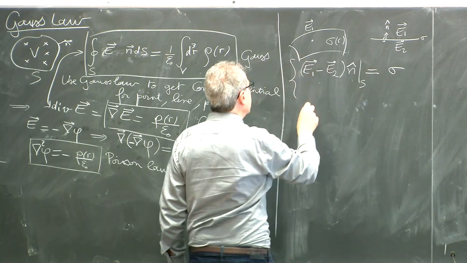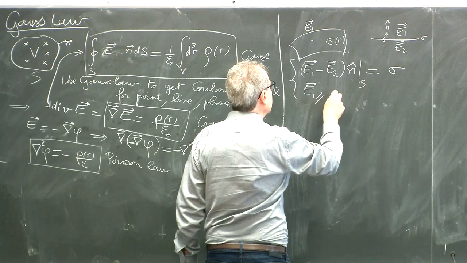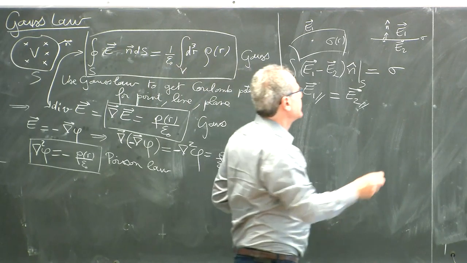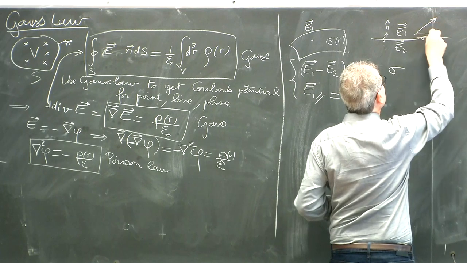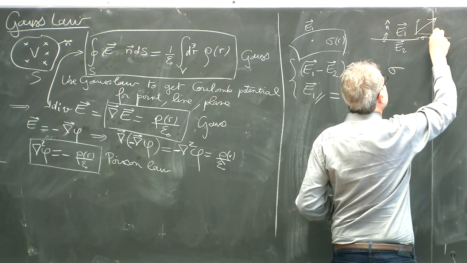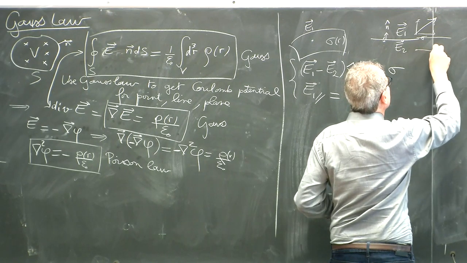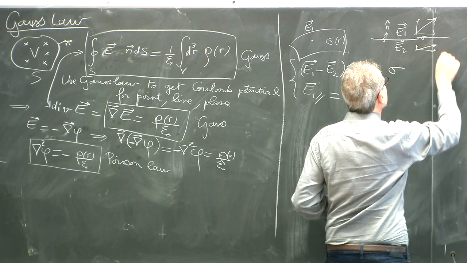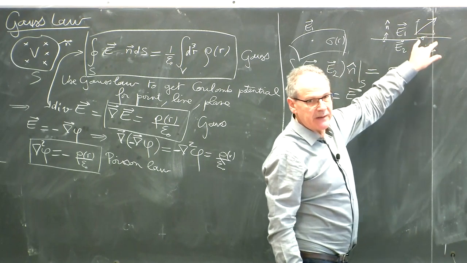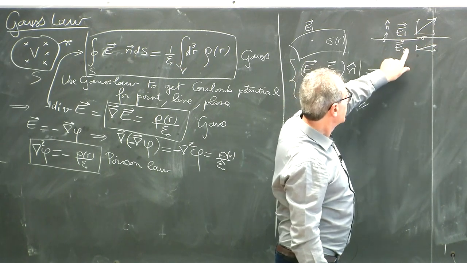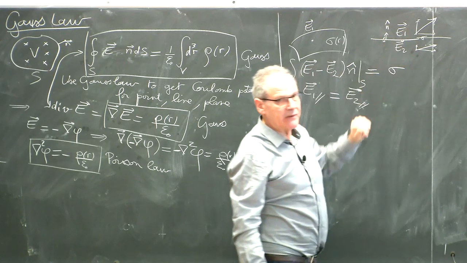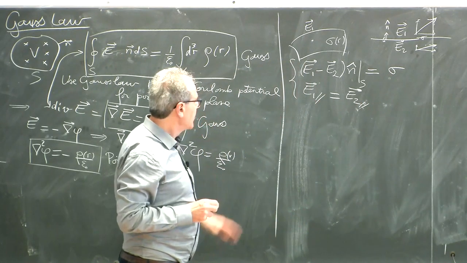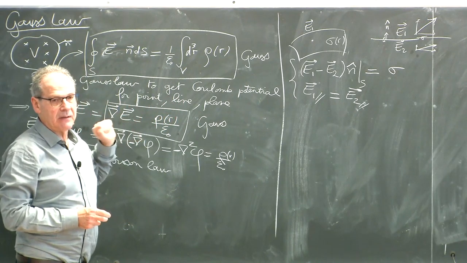The other boundary condition is that E1 parallel is equal to E2 parallel. There is no discontinuity in the parallel component. So if your field is like this, you have a component like this. Here, this component is the same, but this one can be different. So the parallel component of the field is conserved at the crossing of the surface, but the perpendicular is discontinuous, and the discontinuity of the electric field is equal to the charge density. So this all comes from the Gauss theorem.